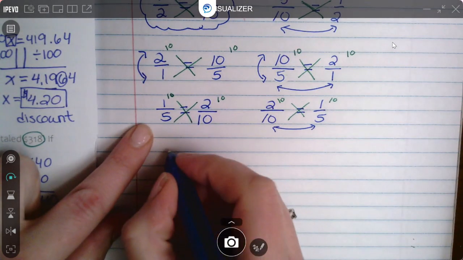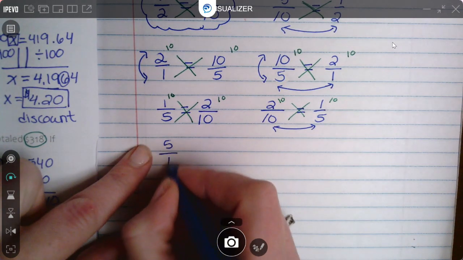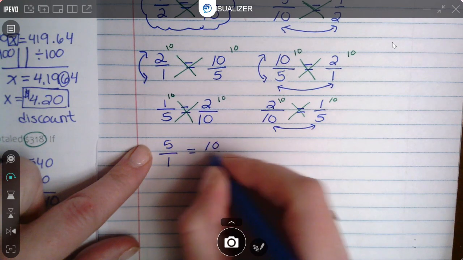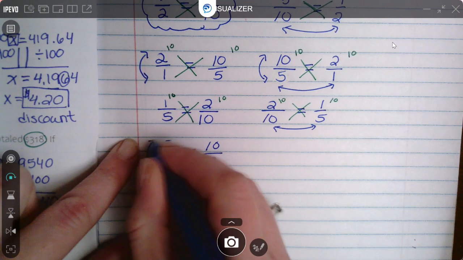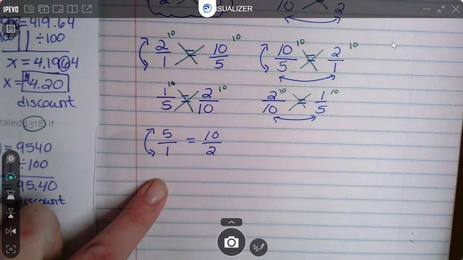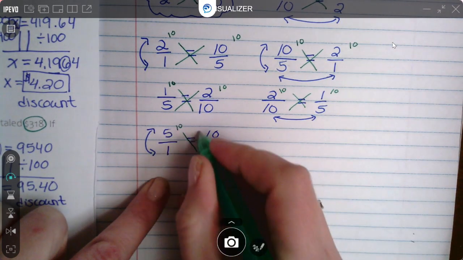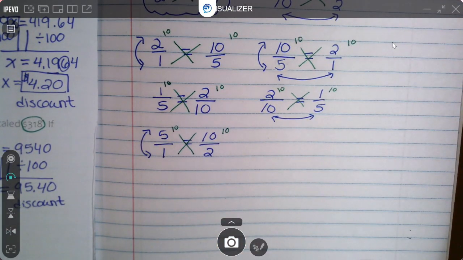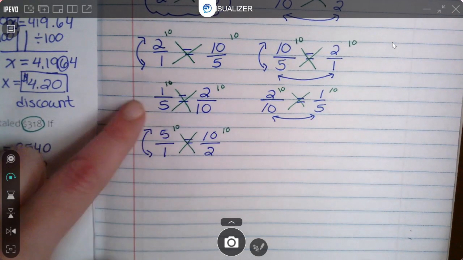Again, using this as essentially my new starting point, I could flip top to bottom. So I could flip this upside down, numerator and denominator, and make this 5 over 1 is equal to 10 over 2. And that is flipping top to bottom. If I've done it correctly, my cross products will be the same. So 2 times 5, 10, 1 times 10, 10. It works out.